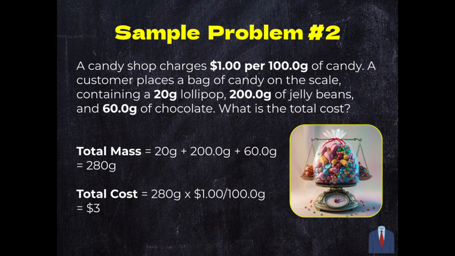Using a conversion factor, we can then multiply the 280 grams of candy by $1 per 100 grams, essentially multiplying it by 1 and dividing it by 100, which gives us $2.8. When multiplying, we always use the lowest number of figures for our final answer, so we need to find the number given to us with the least significant digits. That number would be 20, which only has 1. Rounding 2.8 to 1 significant digit gives us a final answer of $3.